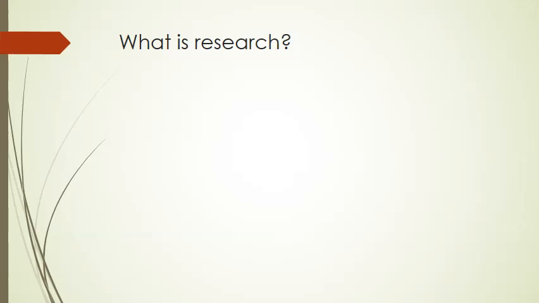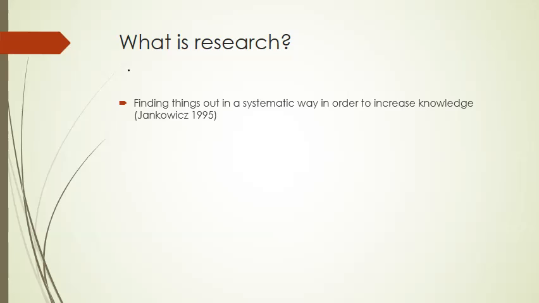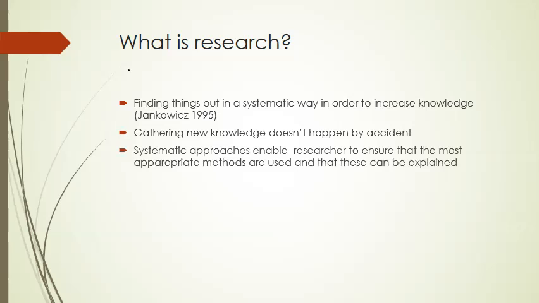So research itself is finding things out in a systematic way in order to increase knowledge. Now the critical thing here is that gathering new knowledge doesn't happen purely by accident. We need some kind of method and approach in order to make it happen. So systematic approaches enable the researcher to ensure that the most appropriate methods are used and that they can be explained, so that others can understand and replicate the activities that the researcher has used.